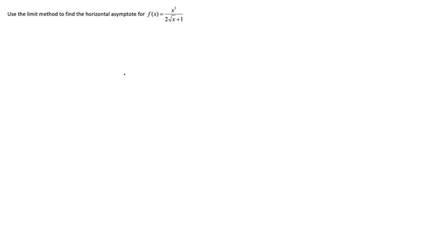Use the limit method to find the horizontal asymptote for f of x equals x cubed divided by 2 radical x plus 1. Alright, so the radical x, we know that radical x we can write as x to the 1/2 power. Either way, it doesn't really matter if you just leave it as radical x. But we do see that x cubed in the numerator, so like I said, it's your choice. But we'll rewrite this as x to the 3rd over 2x to the 1/2 power, plus 1 here.